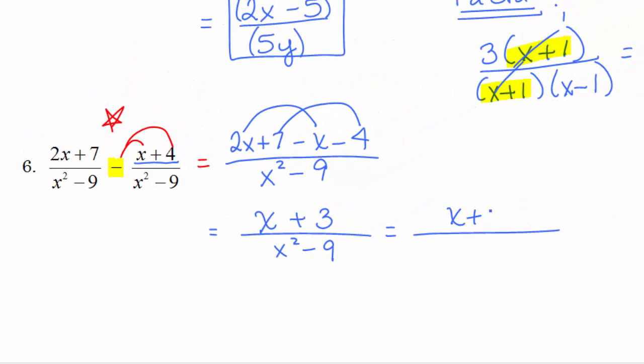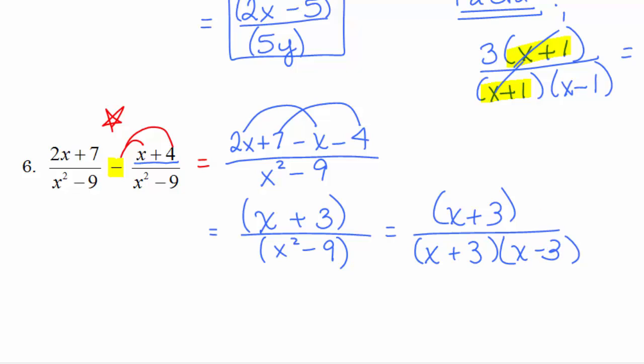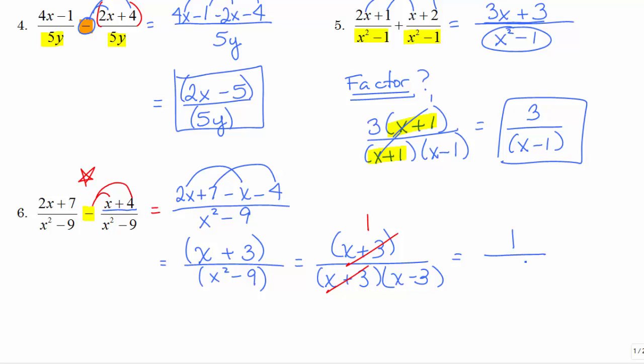Got to see if I can factor, because this and this are not alike, so I can't just cross that out. They're not common factors. But I can factor the denominator as the difference of two squares. Now I have the same common factor of x plus 3, and so I can reduce that fraction.